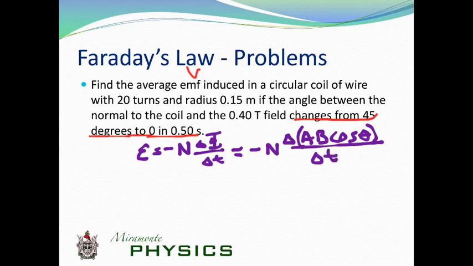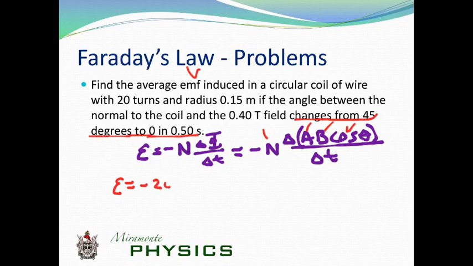Okay, so flux, remember, is AB cosine theta. So we need to know the number of loops, and then we need to know the area, the magnetic field, and then we need to figure out how the angle is changing. So remember, it's going to be final minus initial when we write the equation. So let's write it out with the numbers we have.